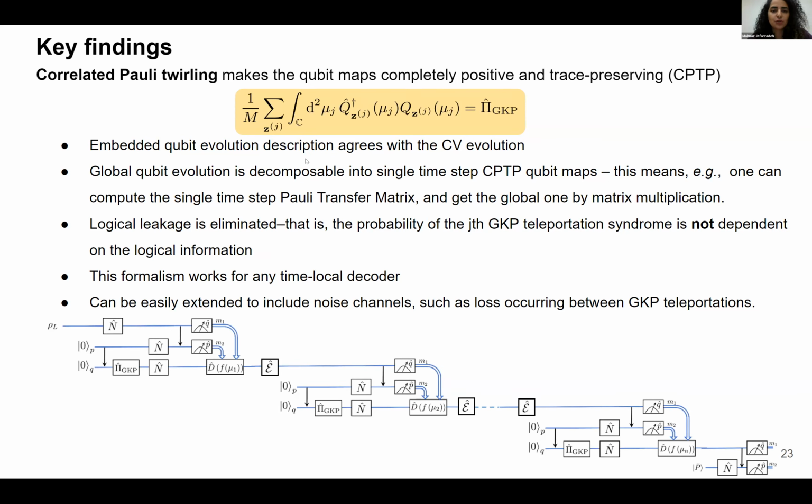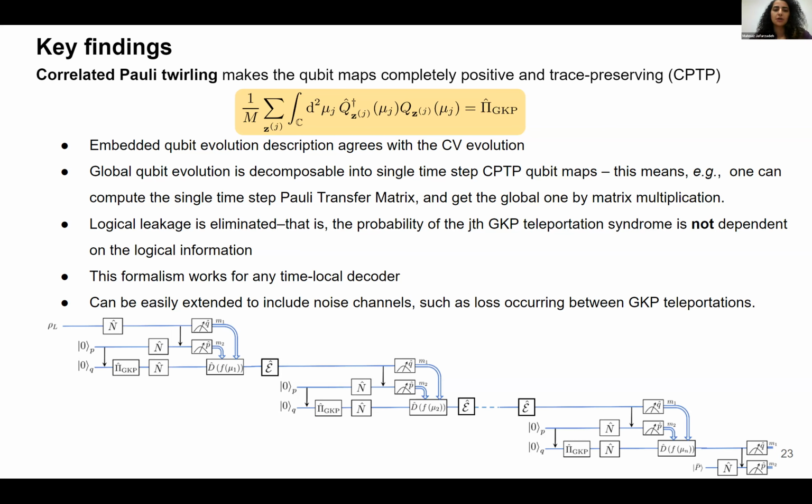So our qubit evolution agrees with the CV evolution, and we can decompose this global qubit evolution into single time step CPTP qubit maps. And what that means, as I explained earlier as well, is that you can compute the single time step Pauli transfer matrix, for example, and then the global one, you can just find the PTM for that by doing a matrix multiplication. And also, this technique helped us to eliminate this logical leakage, so that the probability of syndrome at each time step doesn't depend on logical information anymore.